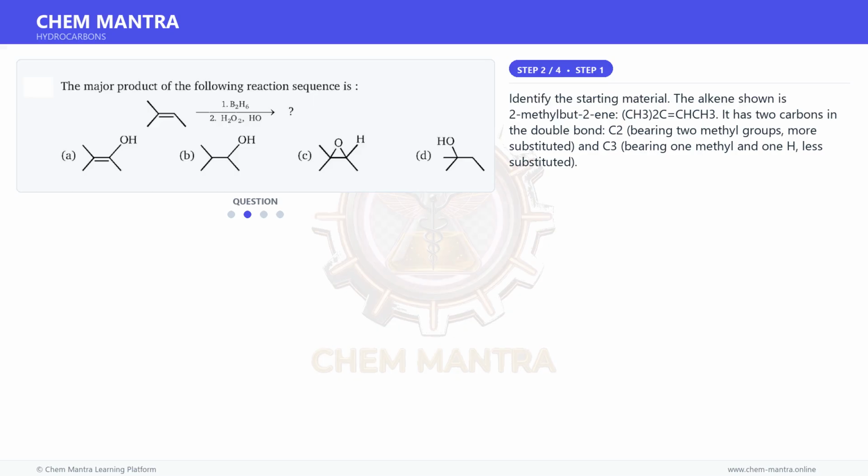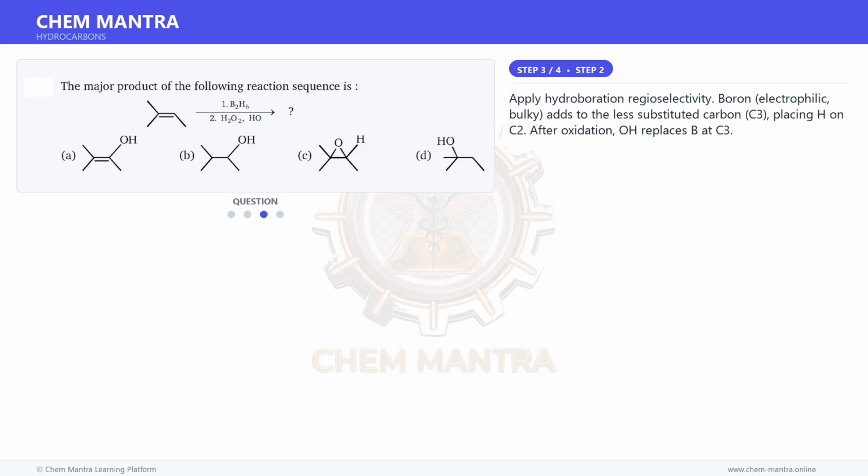Identify the starting material. The alkene shown is 2-methylbut-2-ene, (CH3)2C=CH-CH3. It has 2 carbons in the double bond: C2, bearing 2 methyl groups, is more substituted, and C3, bearing 1 methyl and 1 H, is less substituted. Moving on to the next step.